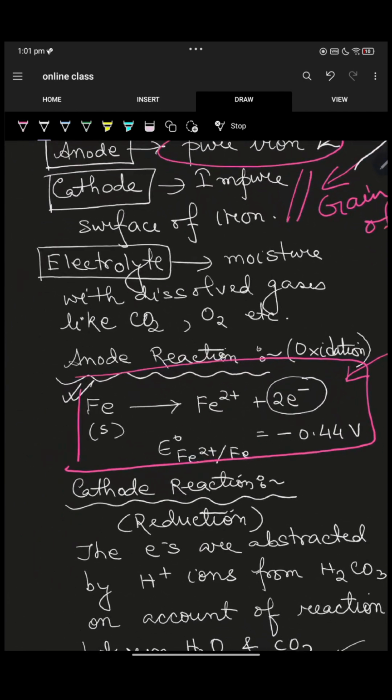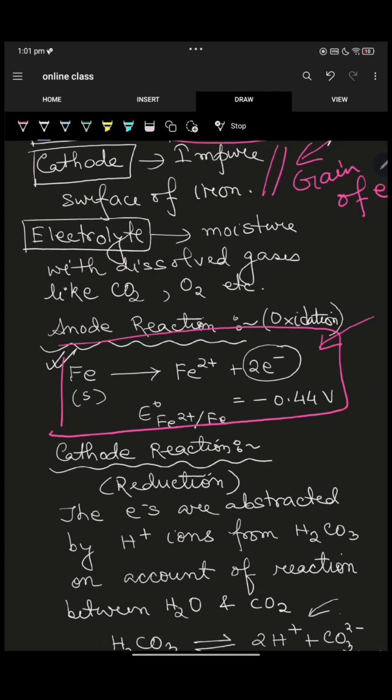So let's see. Electrolyte is what? Electrolyte is the moisture. So there are certain requirements of rusting. It takes place in the presence of moisture. It takes place in the presence of oxygen. Yes, so moisture with dissolved gases like CO2 and O2 acts as the electrolyte.